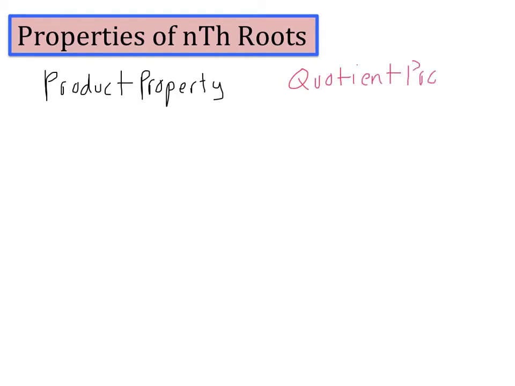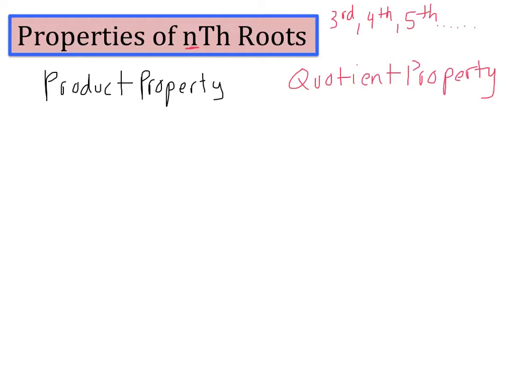In algebra, we learned two properties of square roots. We learned the product property and we learned the quotient property. Now, even though we learned these originally for square roots, this works for any type of root. So when I say nth root, it means it can be any number. It can be the third root, the fourth root, the fifth root, and so on and so on. So when we say nth, we can basically replace that n with any number.